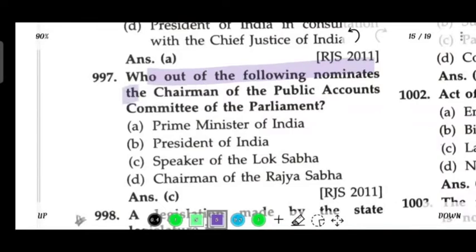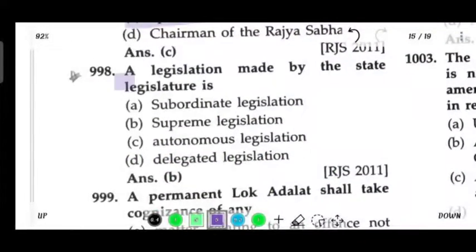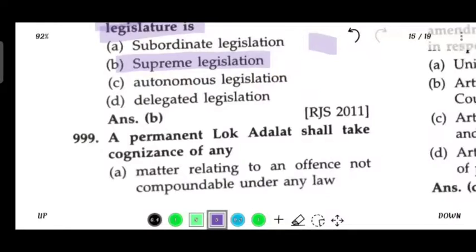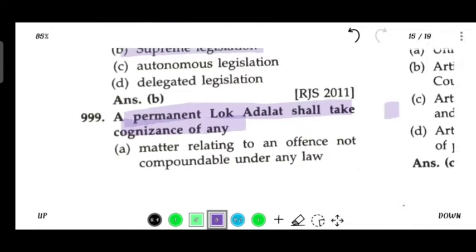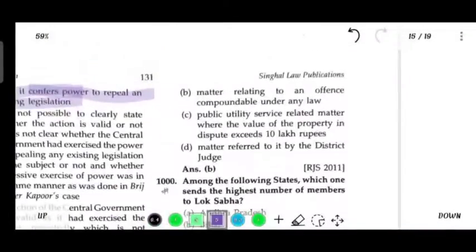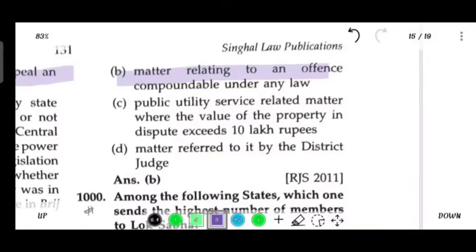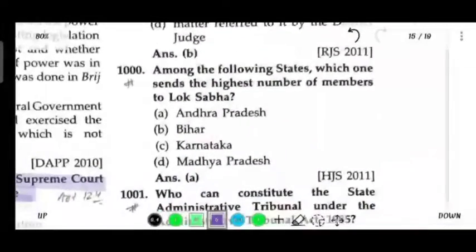Who among the following is nominated as chairman of the Public Accounts Committee by the Parliament? Speaker of the Lok Sabha. A legislation made by a state legislature is supreme legislation. A permanent Lok Adalat shall take cognizance of any matter relating to an offence compoundable under any law.